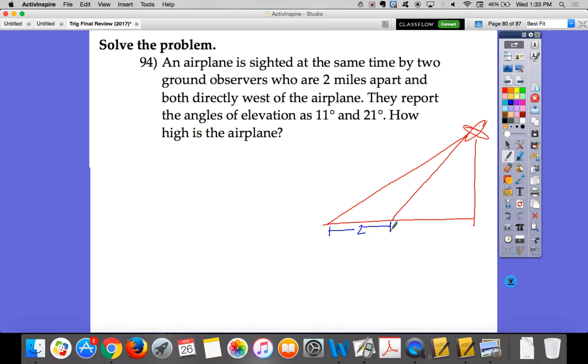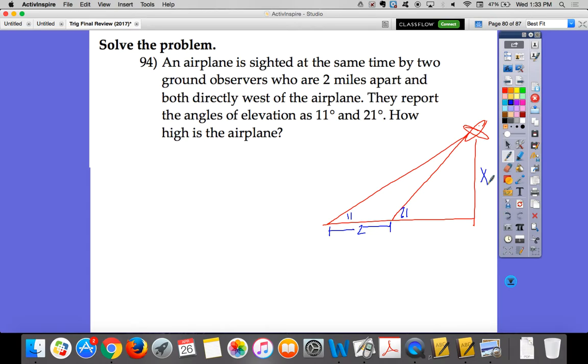Well, let's just think. The small one here is going to be the 11. The larger one is going to be 21. How high is the airplane? Now, if you remember from when we did this in class, this is the in-depth, long, lengthy problem. So hang on to your halos. We're going for a ride.